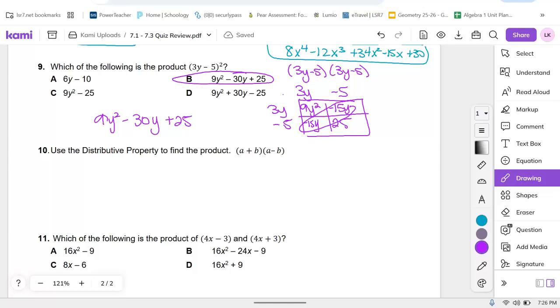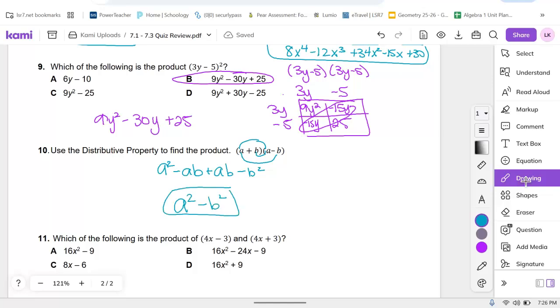This one says use the distributive property to find the product. If you chose to use the box method, I would not take off for that. So here we have a times a, which is a squared. A times negative b is negative ab. B times a is positive ab. You always write it in alphabetical order. So ba equals ab. And then I have minus b squared. So a squared minus b squared is your answer.